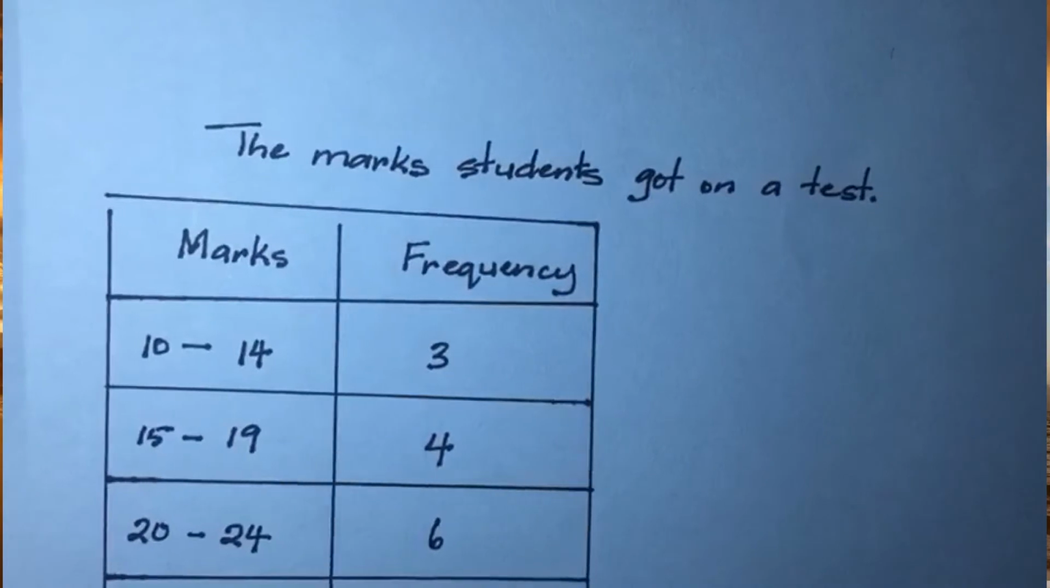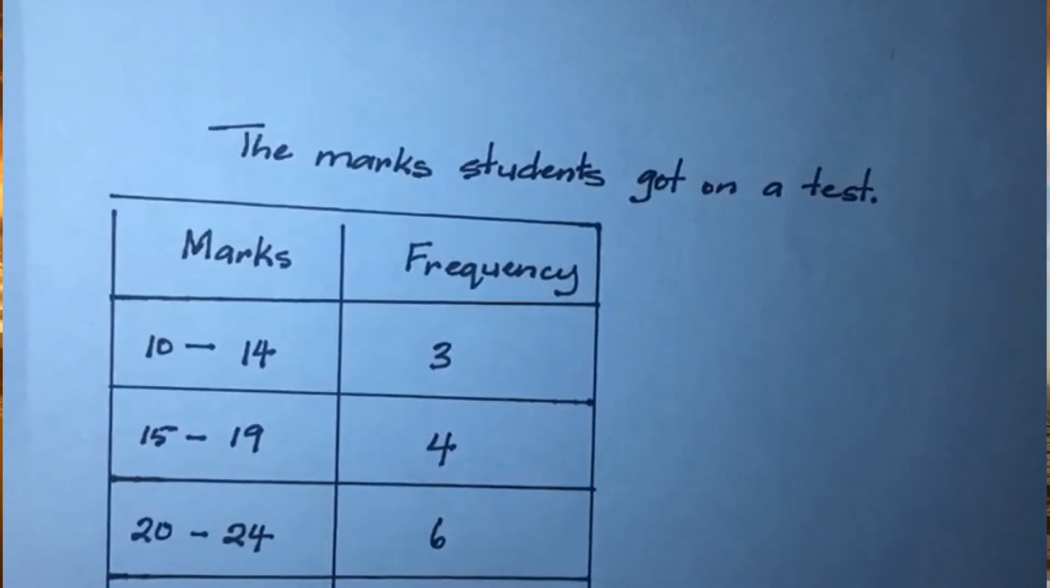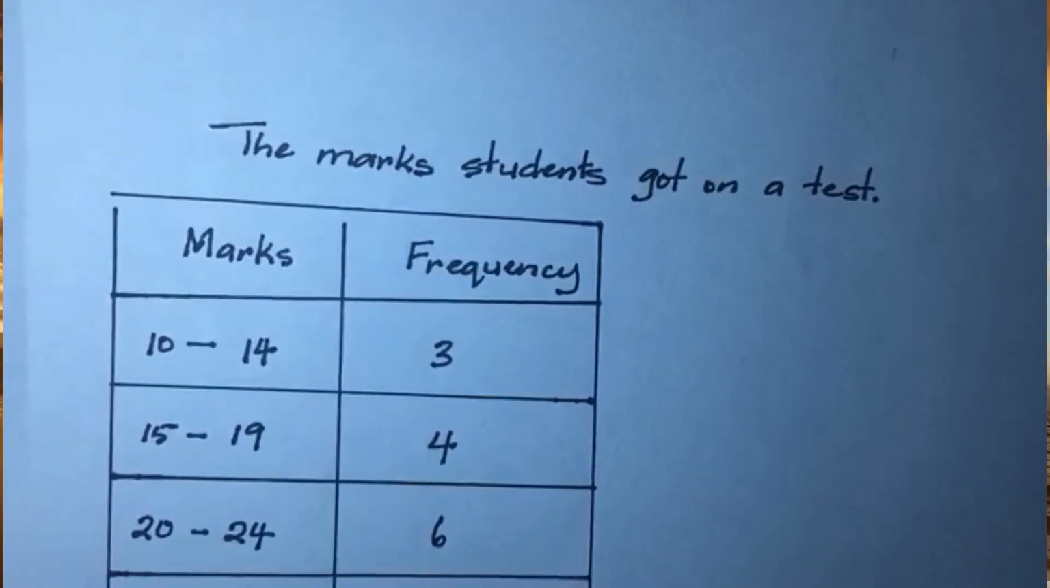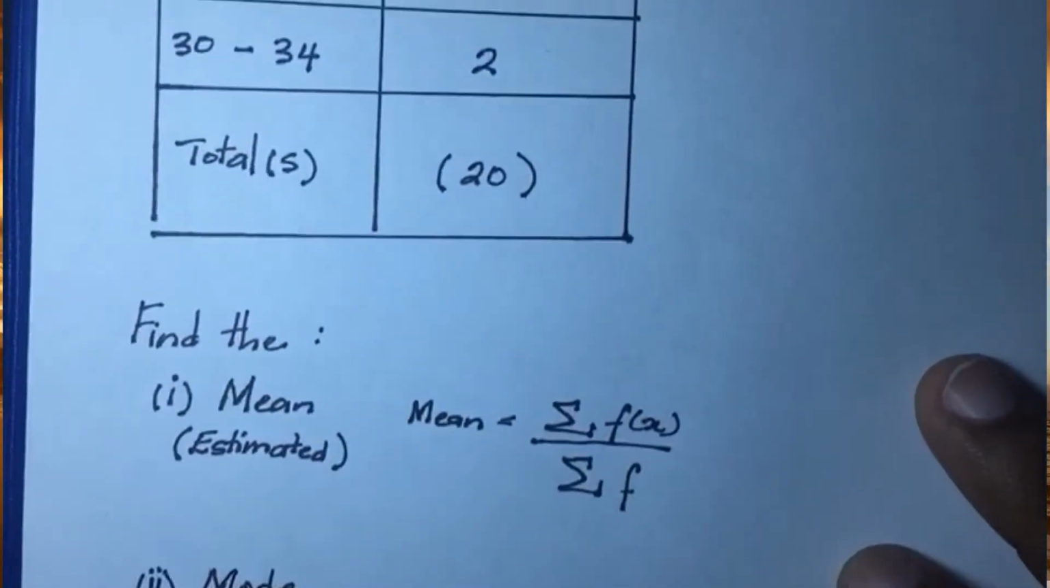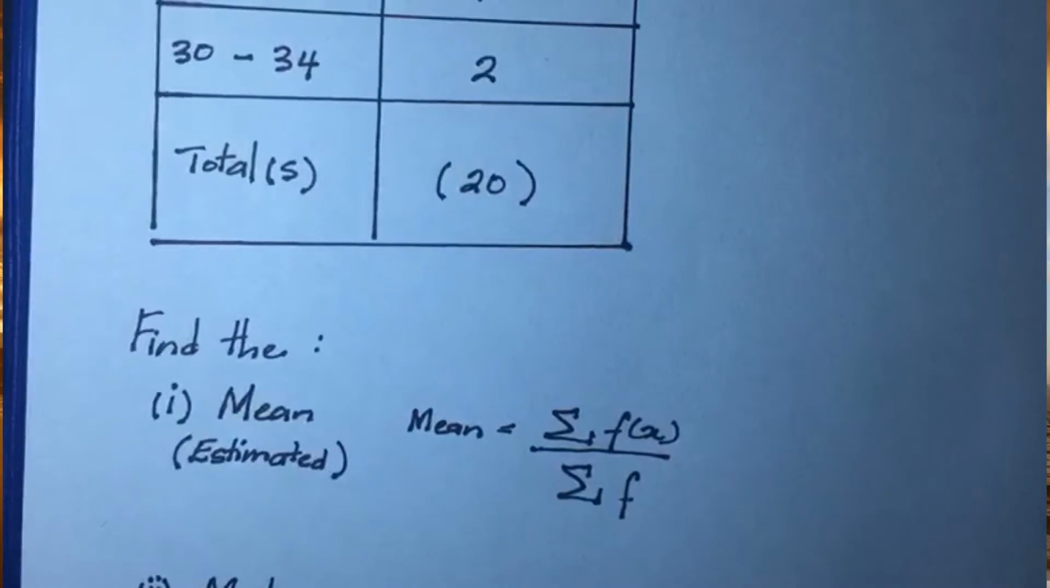And when we use grouped data, we have to estimate the mean, the median, and the mode because it can be a little bit difficult to find, right? So we have our frequency table and here we have some questions about it. Question number 1, calculate the estimated mean. To calculate the mean, we use this formula.